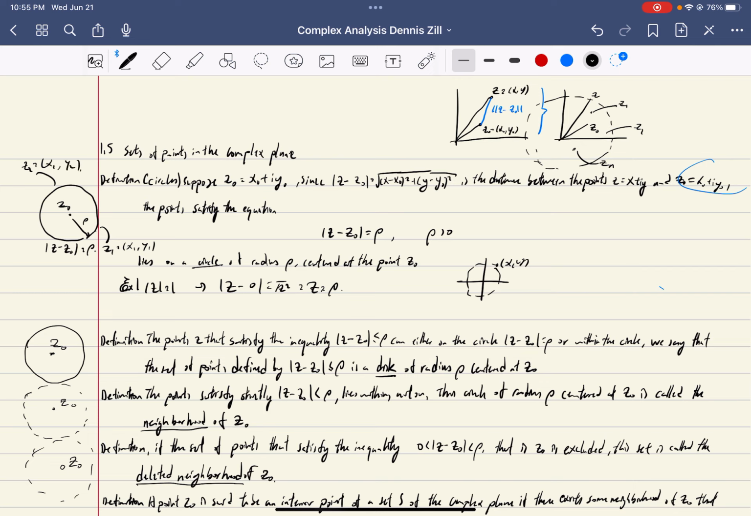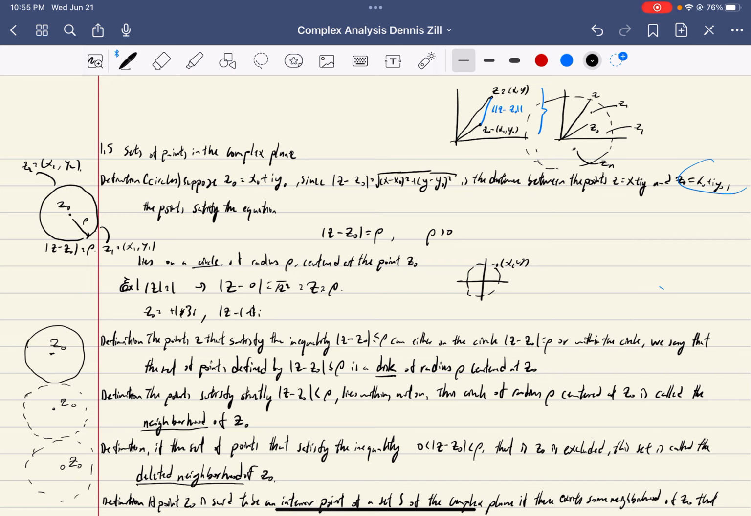Okay, and let's do part B. Let's say z0 is equal to −1 plus 3i. Then it really becomes this. Plus 3i. Oh no, it's minus. Sorry, then this is plus, this is minus.